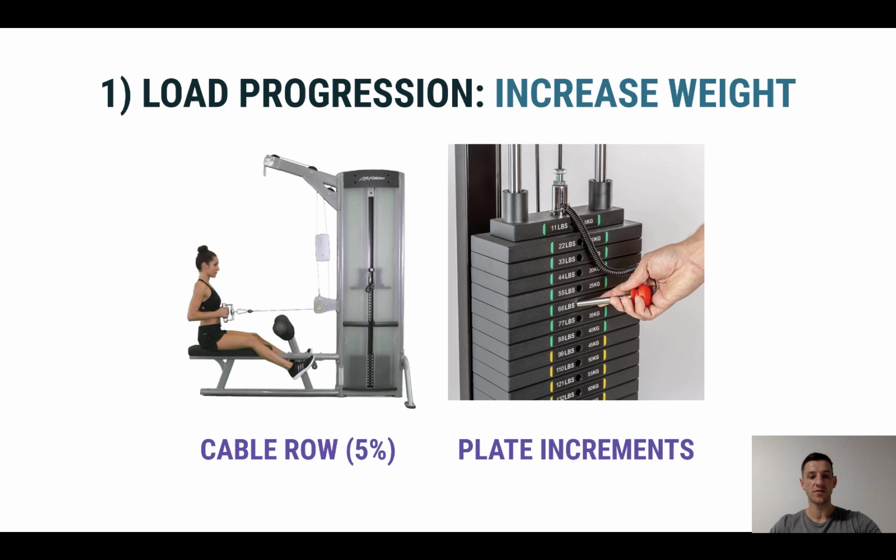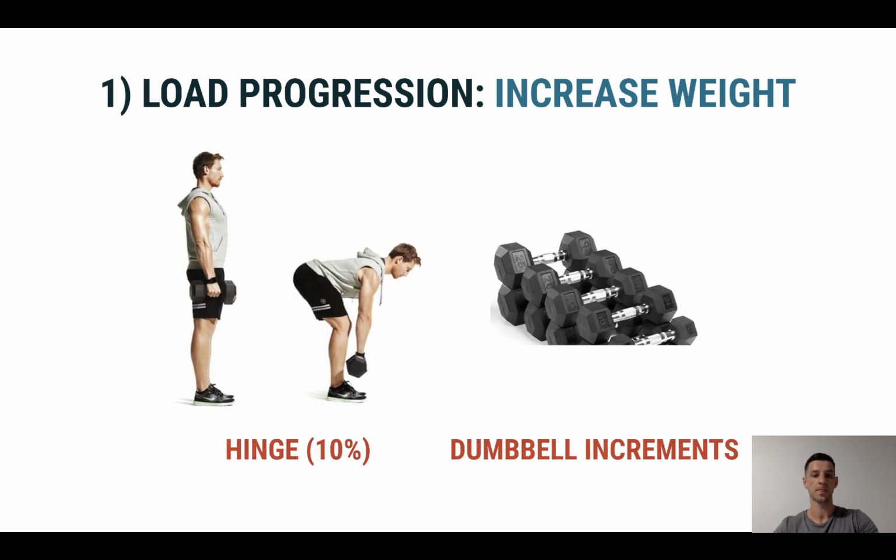So for load progression, very simple. If you're on a machine, as you get stronger, as you do 12 reps, eventually you do 13, and then you do 14, and then you do 14 twice in a row. Maybe you can go to 15, then you know it's time to go up. And so you would increase the weight, usually just literally one plate, which would roughly correspond to about 5%.